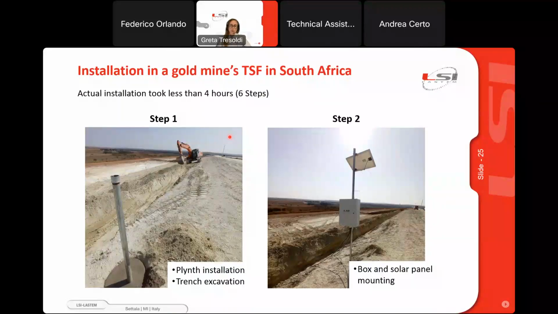So here in the picture, you see a big machinery, but at site they had this big machinery, but the trench can be really smaller and shallower. You will see in other installations. Step 2 is the box and solar panel mounting. You can see here that the system was installed on the crest of a dam, and the objective was the analysis of the evolution of rainwater infiltration and possible seepage detection.